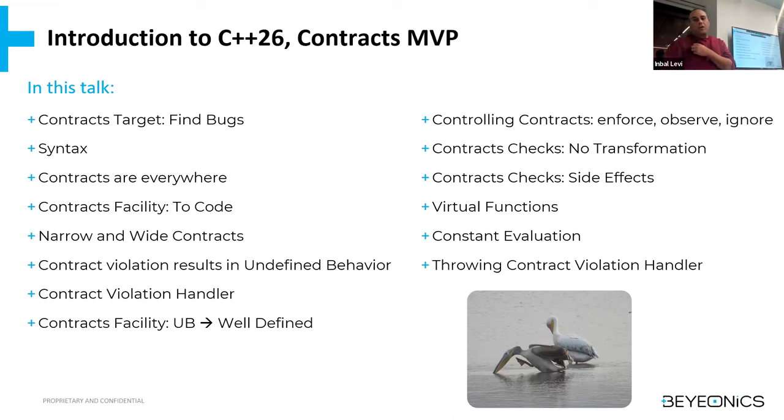We'll talk about controlling contracts, semantics: enforce, observe, ignore. We'll see that we are not allowed to change anything inside the contract. And we'll talk a bit about side effects, what happens when a contract is invoked. Virtual functions, an issue which is going to be discussed tomorrow at SG21, we'll talk about it a bit. And if we have time, we'll talk about foreign contract handlers and my efforts in this direction.